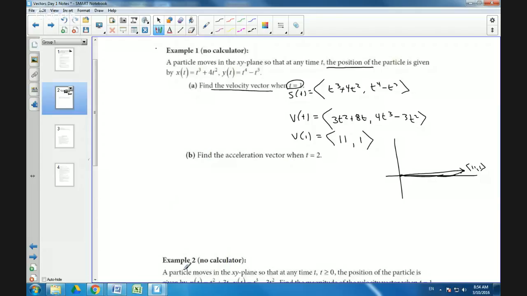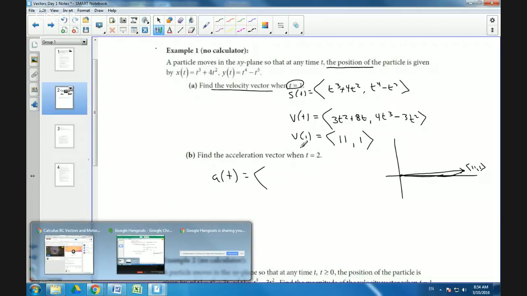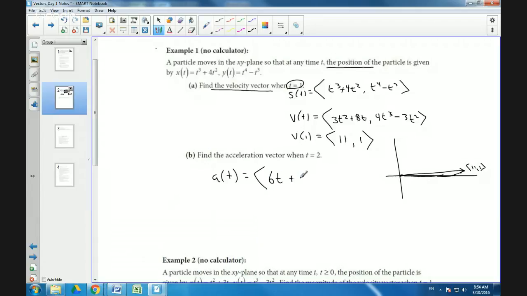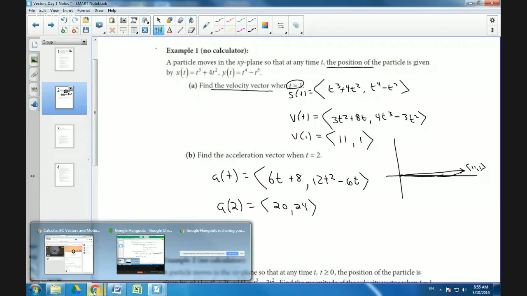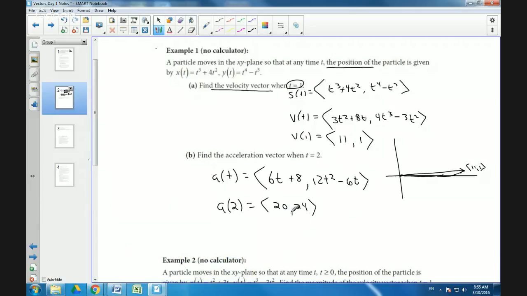Now, what's the acceleration? Take the derivative again, correct? There's the acceleration vectors. So what's the acceleration at 2? 20 and 24? No, 36. Yeah, 36. Because before it's times 12 squared. Minus 12, so just 3 squared. Squared. I got to get it.